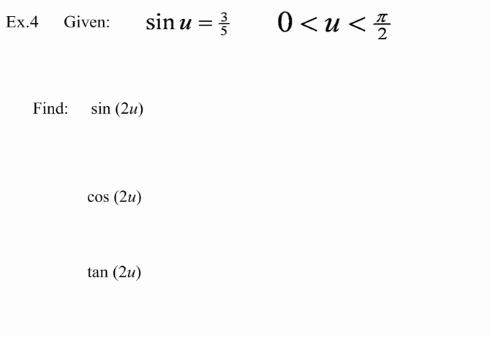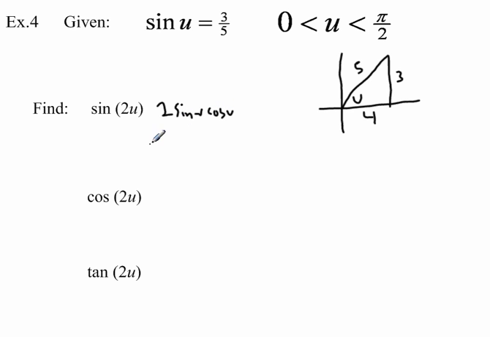Okay, let's try one more just like that. Again, we know our first step is to sketch this. It tells me that u is between 0 and pi over 2, which means quadrant 1. So here's angle u. The sine of u is 3/5. Pythagorean theorem tells me that our missing side is 4. Now I have the sine of 2u, which our formula tells me is 2 times the sine of u times the cosine of u, which is 2 times 3/5 times 4/5. Think of 2 as 2 over 1 and say top times the top and bottom times the bottom. That's 24 over 25.